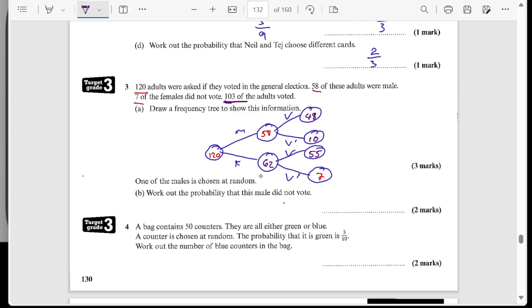Okay, one of the males is chosen at random, so that's interesting wording. One of the males is chosen at random. That tells us that our denominator is going to be 58. Work out the probability that the male did not vote, so that's going to be 10 out of 58. And then we simplify that to being 5 out of 29.